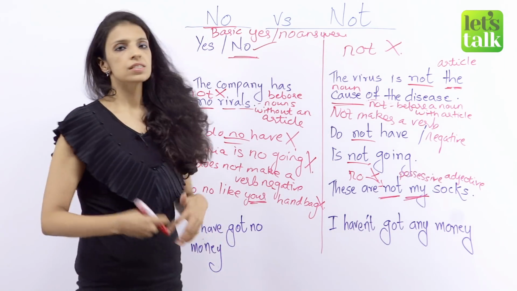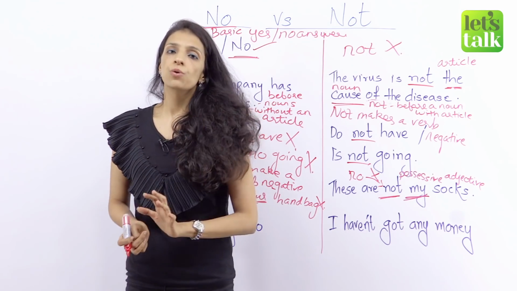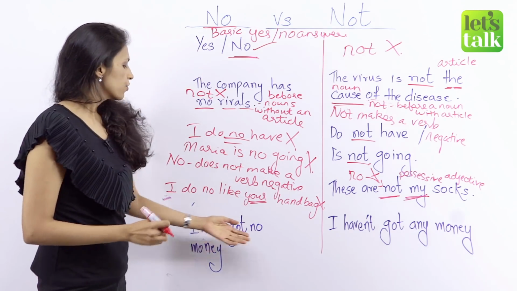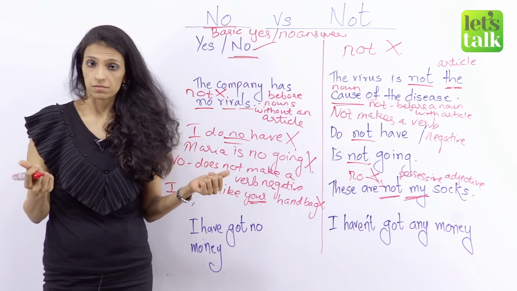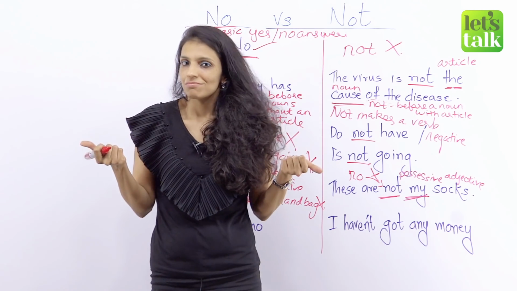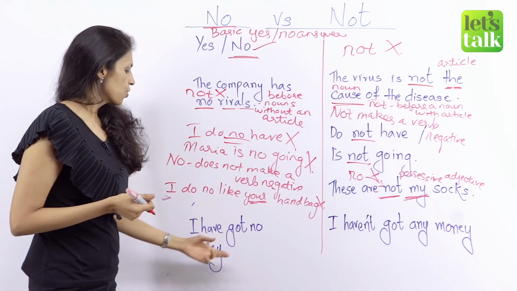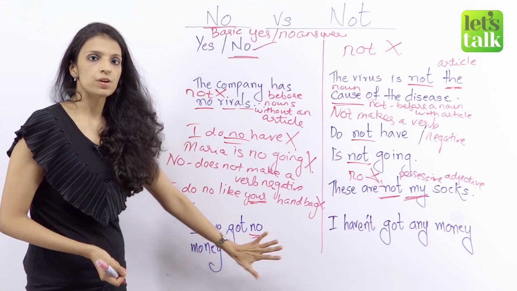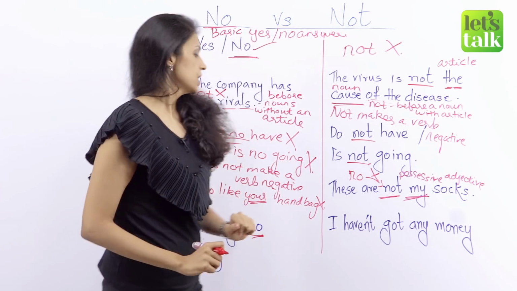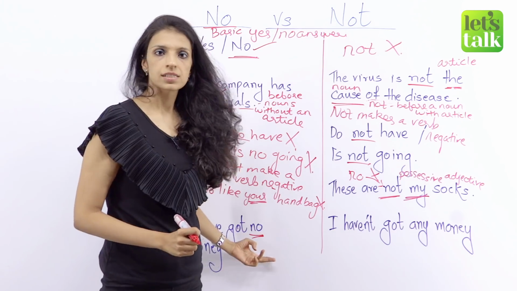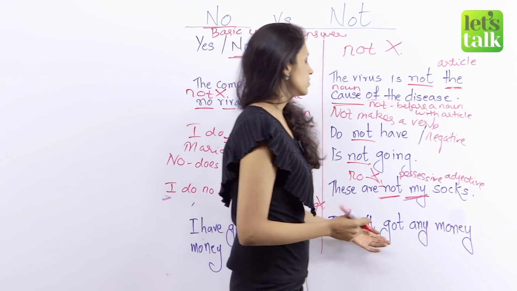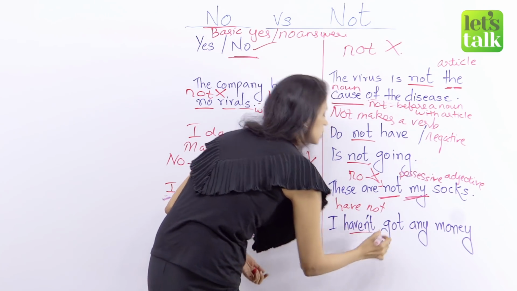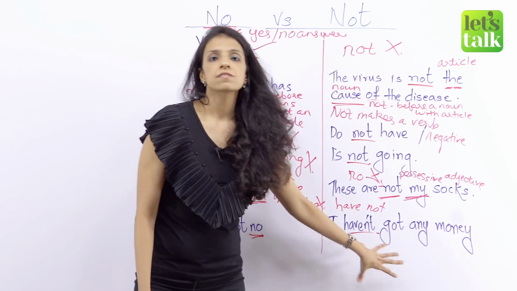Now let's have a common sentence where in one you can use no, and if you have to put the same sentence using not, how we do it. I have got no money. Okay, that means I'm broke. This is one way. It's a negative expression where I'm telling you I don't have any money. And if I have to use not in a similar sentence, I'll say I haven't got any money, where this is have not. So both are fine, both are negatives and both are correct.